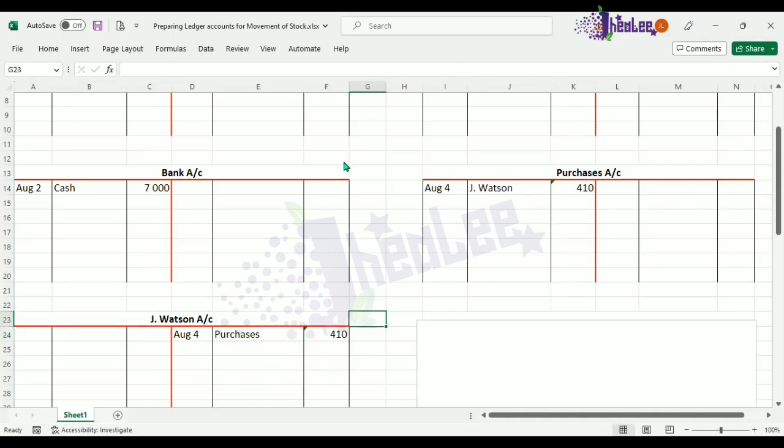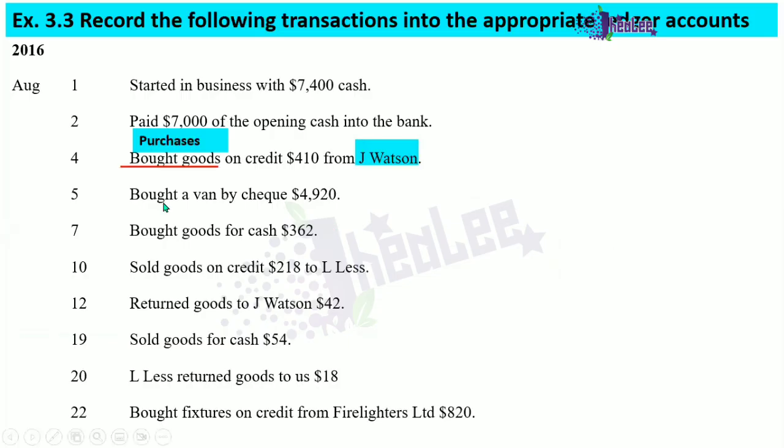Our next transaction, because we both have our debit and credit entries, is bought a van by check, $4,920. Now, this is saying that we purchased a van. Are we going to be using our purchases account? No, we're not going to use the purchases account because the van was not purchased for resale. If the business being operated is a motor vehicle business and they indicate that they bought the vehicle for resale, then you can use the purchases account. In this case, that was not indicated.